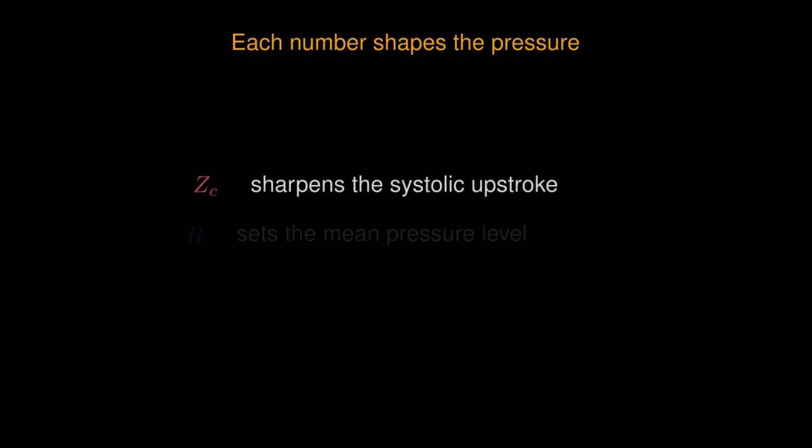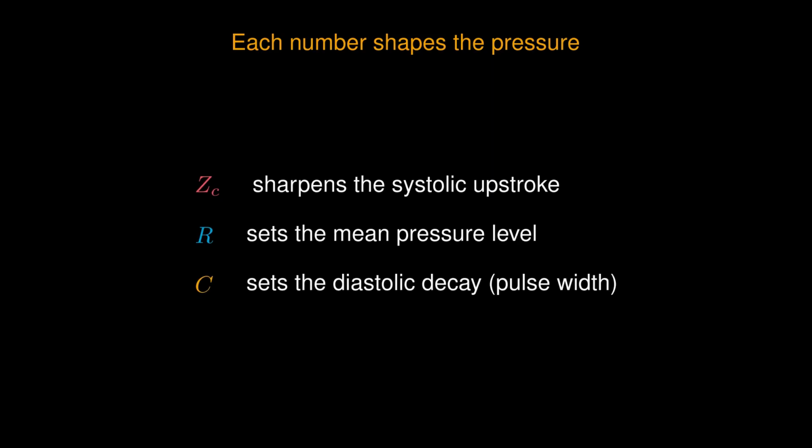So 3 numbers, each with a clear job. ZC sharpens the upstroke at the start of the beat, R sets the average pressure the heart works against, and C sets how slowly the pressure decays between beats, the width of the pulse. Change 1, and you change 1 feature of the waveform.